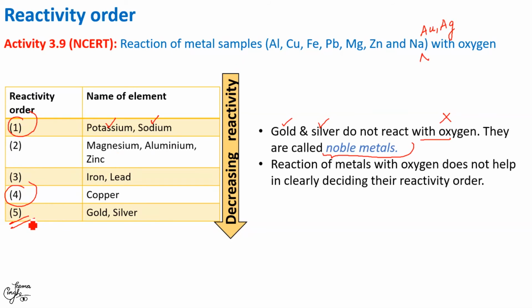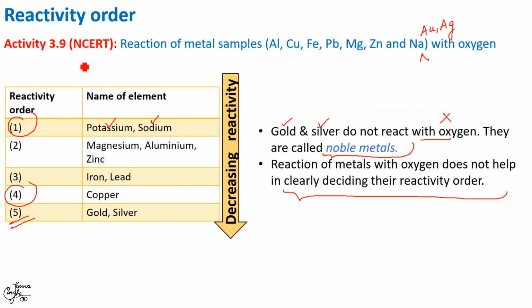Then we have the fifth slot occupied by gold and silver. Now you can't have tie positions. You need to provide a tiebreaker. Thus we say reaction of these metals with oxygen does not help in clearly deciding the reactivity order. We have to give a tiebreaker. We have to perform more experiments or reactions to help us decide the reactivity order of metals as provided in the reactivity series. We'll study about those reactions in subsequent videos.